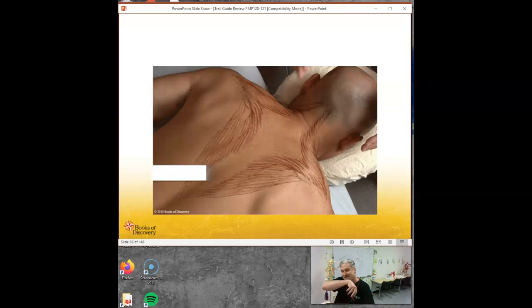So cute. What muscle is this, ma'am? The trapezius. Excellent. What do the upper fibers of the trapezius do bilaterally? They elevate the scapula. Yes. What do the lower fibers do? Depress the scapula. Yes. What do the middle fibers do? Adduct the scapula. Yes. Awesome.